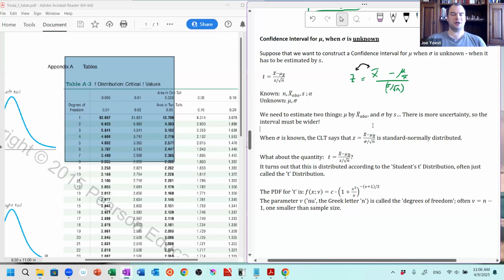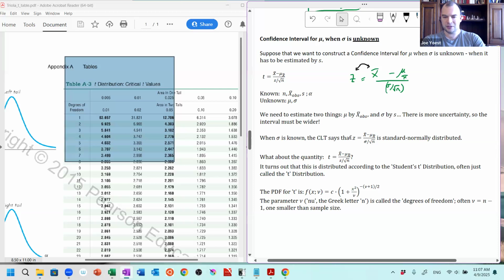Either one of these things could be far off of the true value. There's more uncertainty here. Previously, we were only estimating mu by x bar observed, and then we knew sigma exactly. Now we're also estimating sigma. There's clearly more uncertainty. There are more ways to make an error. There are more ways to make a mistake. So for us to maintain the same level of confidence, we need to take a wider chunk out of the real line. Our confidence interval has to be wider to compensate for this additional underlying uncertainty.